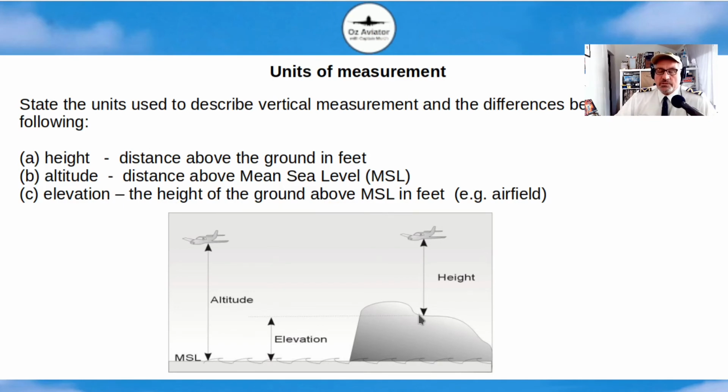Elevation refers to, say, a geographical feature such as an airfield, an aerodrome, and that is the height of the ground above mean sea level in feet. So, for example, say the airfield's here at 200 feet. The elevation of the airfield is 200 feet. The height of the aircraft flying a circuit above the airfield is 1,000 feet. So the altitude the aircraft will be flying, 200 feet plus 1,000 feet, the altitude will be 1,200 feet.